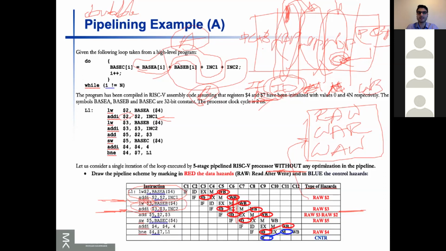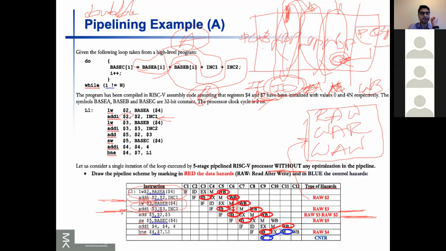Also, it's at the same cycle that the write back of $2 happens, right? So in a way, because we don't have any optimizations in our pipeline for now, it has a read after write of both of them, right? So that's why you need to write read after write $3, read after write $2 again. So now we are up to here. So we have detected 3 hazards now, 3 data hazards, all in red. Read after write $2, $3, and both of them because of the add.